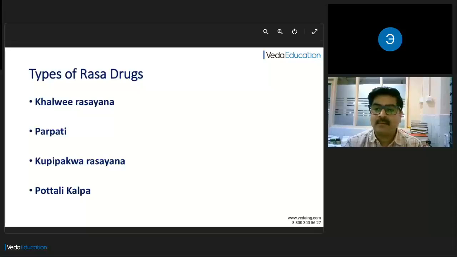Okay. So the last one is known as Potali Kalpana. Potali, in the sense, is a kind of bolus, just like a ball. In these preparations, the medicines are covered with a cotton cloth and soaked in a sulfur vessel, and that sulfur vessel is burned. I'll show you the preparation method with pictures.